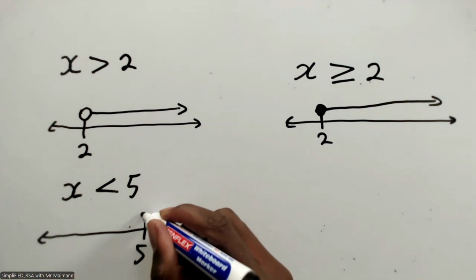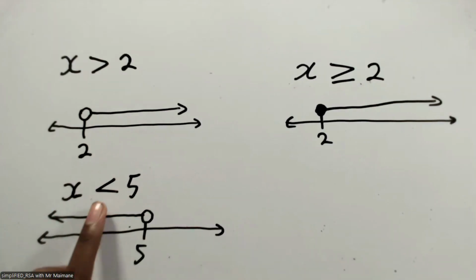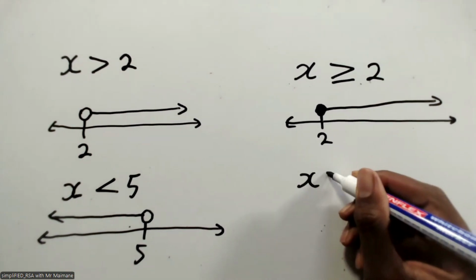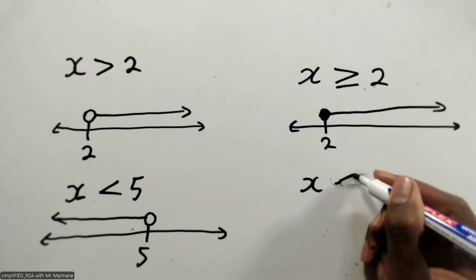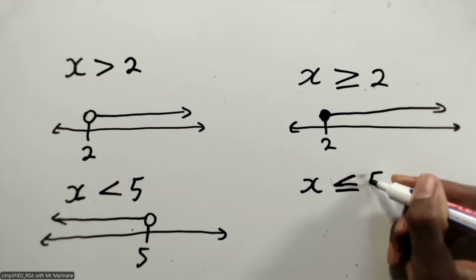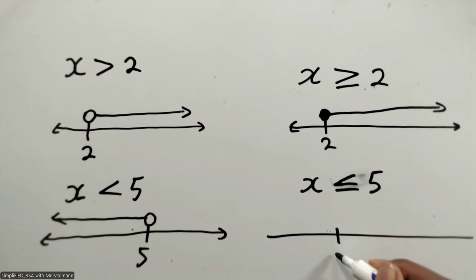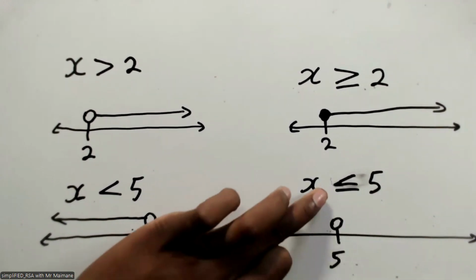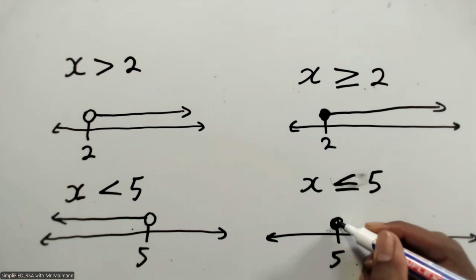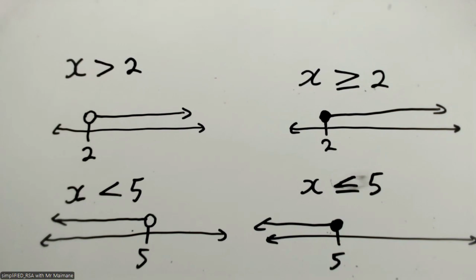And then if it's less than 5, you show your circle, and then you show the arrow going in the direction of where the x is pointing. If you have x is less than or equal to 5, same concept. You're going to show your number line, and then you show the value of 5, and then you show your circle there. Because it has an equal sign underneath, it means 5 is included, and then the arrow goes in the direction of where it is going.